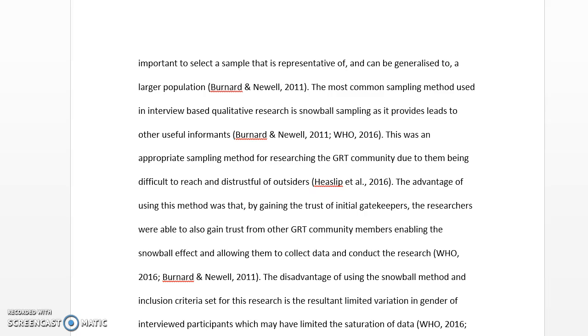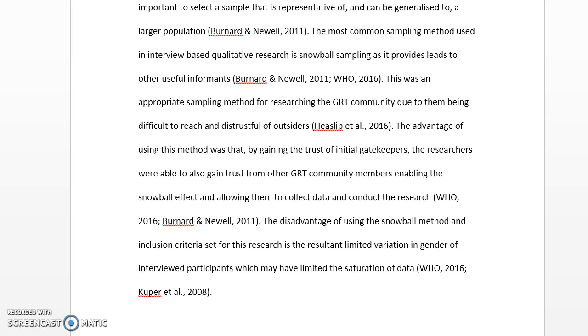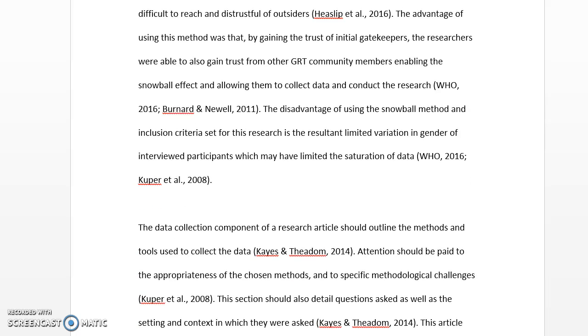This is an appropriate sampling method for this particular community because they're distrustful of outsiders. Very good reason. And then she goes on to talk about the advantage of using this method, which is gaining the trust of the initial gatekeeper, which is the first person or the first couple of people you talk to. The researchers were then able to get access to other people in the community.